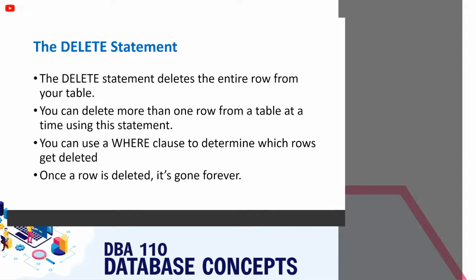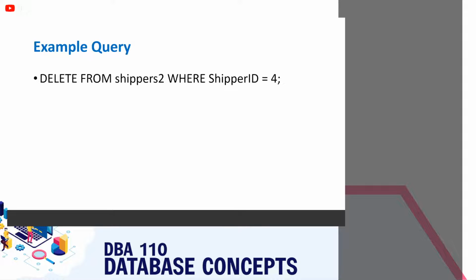But this last one here is the big deal. Once it's deleted, it is gone forever. There is no undo in a database. If you accidentally drop a table, if you accidentally delete a bunch of rows, you have to re-enter all of the data. So here's an example. Delete from whatever table, where, whatever clause.